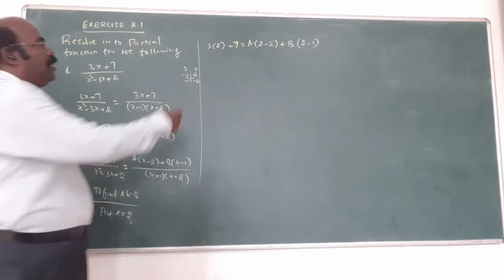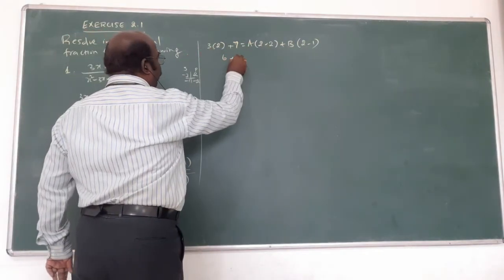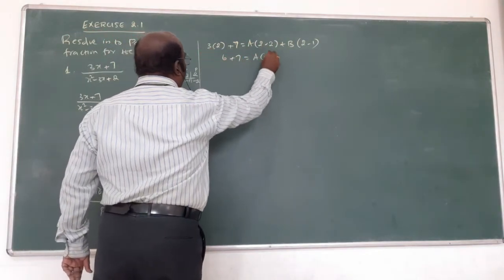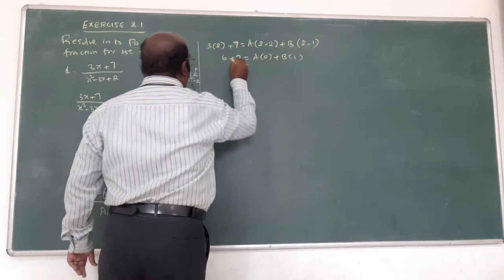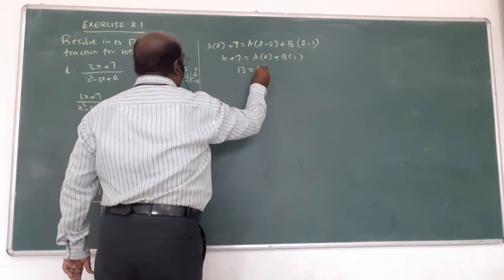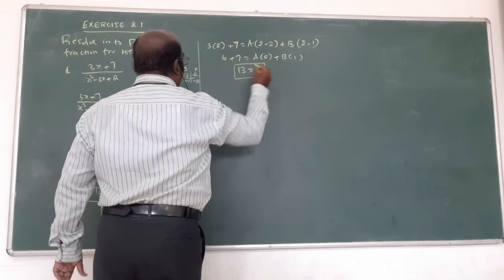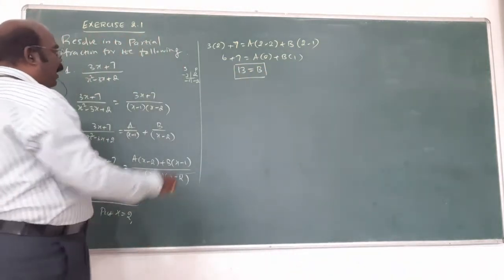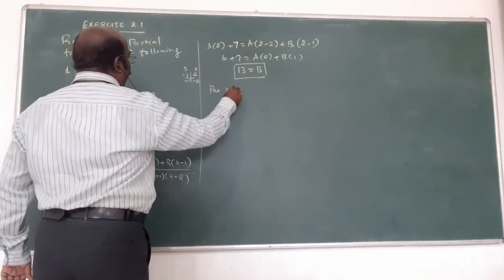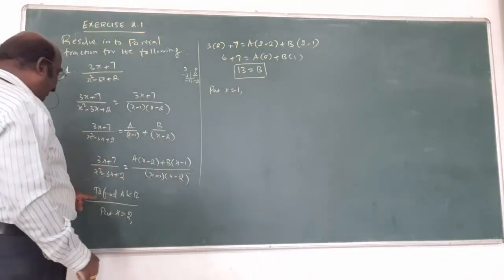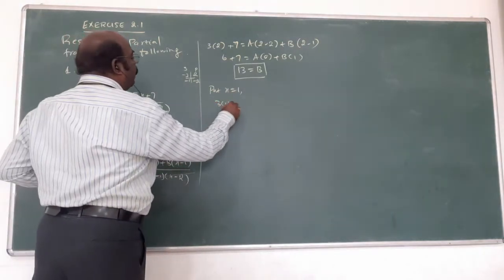Substitute x equal to 2: 6 plus 7 equals A into 0 plus B into 1. So 13 equals B, since A times 0 is 0 and only B remains. B equals 13. That is the first answer.